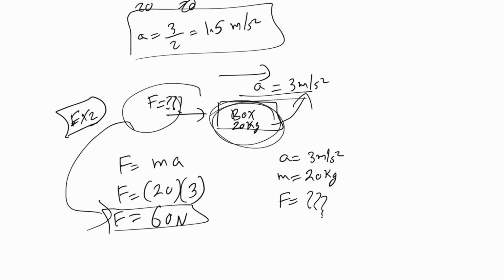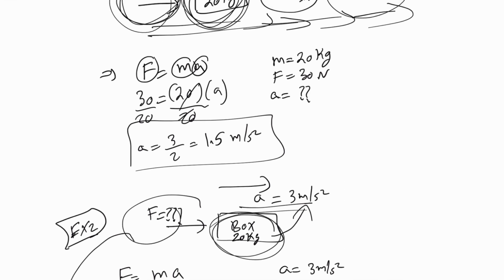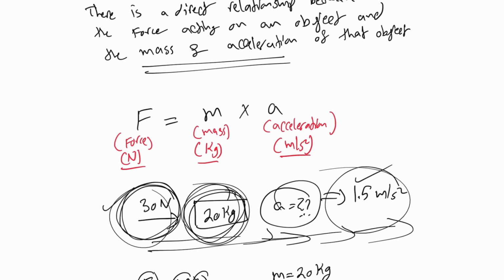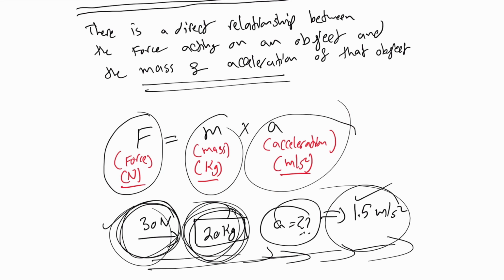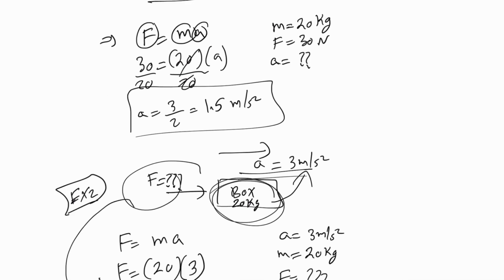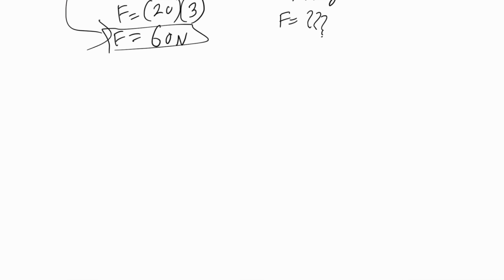So this simply wraps up the concept of Newton's second law of motion, which states that there's a direct relationship between the force acting on an object, its mass, and its acceleration. So I'm going to write down an example for you. You can just simply go ahead and try to do it by yourself as a form of practice.